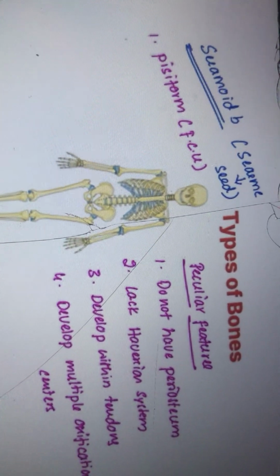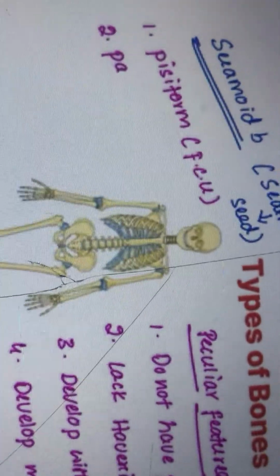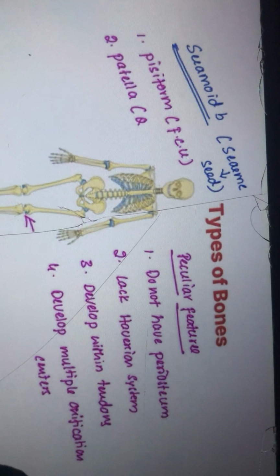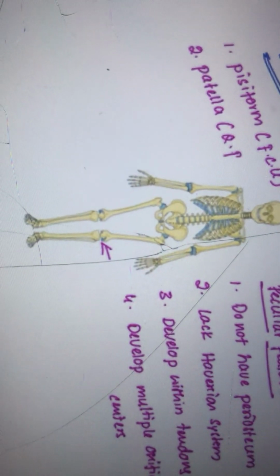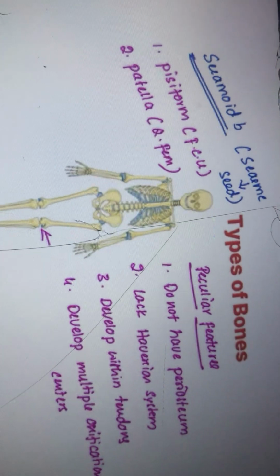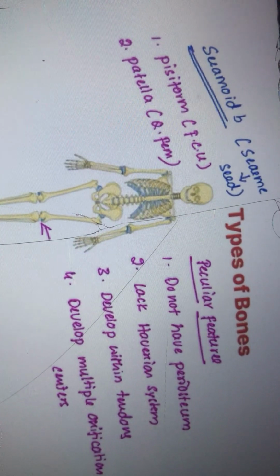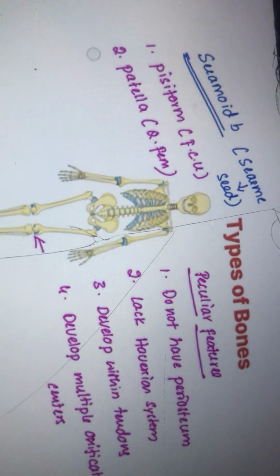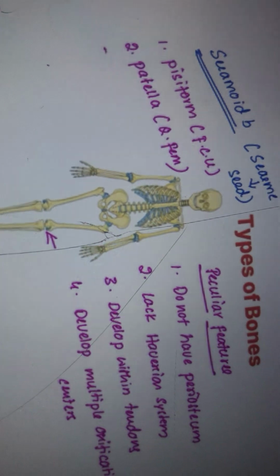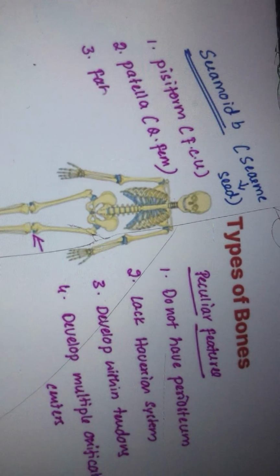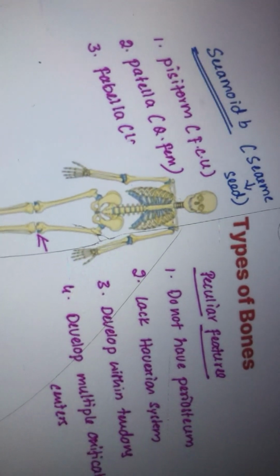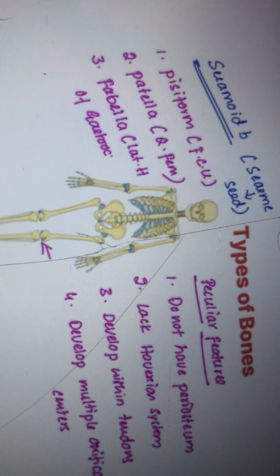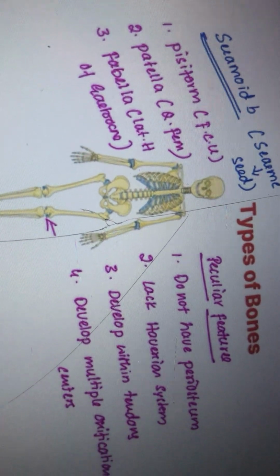Then the next important sesamoid bone is patella. Now as we know, patella is present in front of the knee joint and this is present in quadriceps femoris tendon, right? For each sesamoid bone, you must know in which muscle it is present, right? So apart from patella, we have the next important sesamoid bone which is referred to as fibula. Fibula is present in the lateral head of gastrocnemius muscle, which is one of the muscles of the back of the leg.